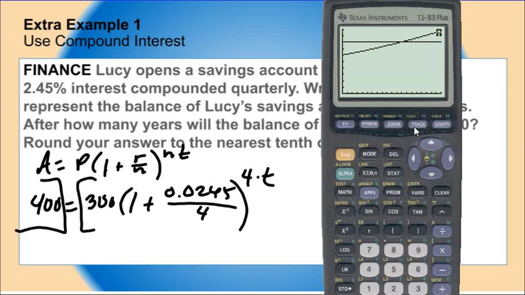Second trace, number 5, intersect, hit enter 3 times. And it tells us 11.778 years where you'll get to $400. So if I round it to the nearest tenth, that would be 11.8.